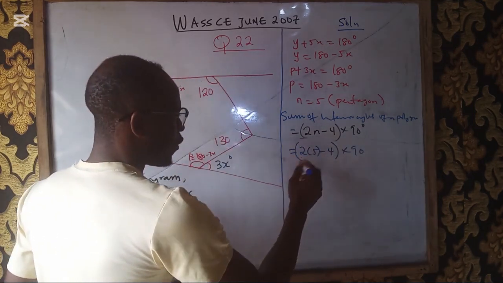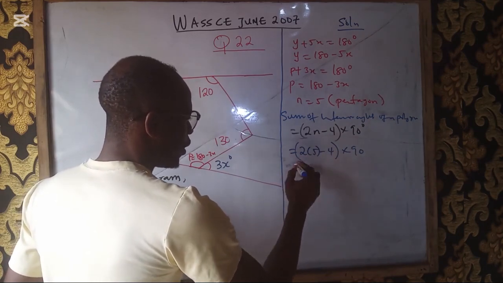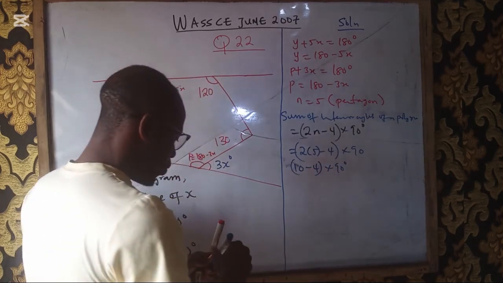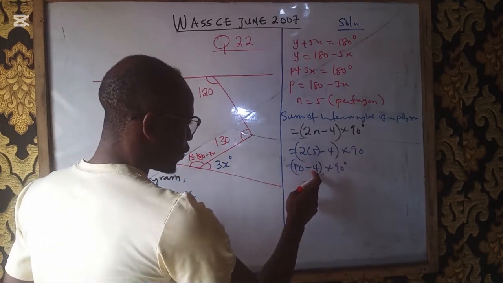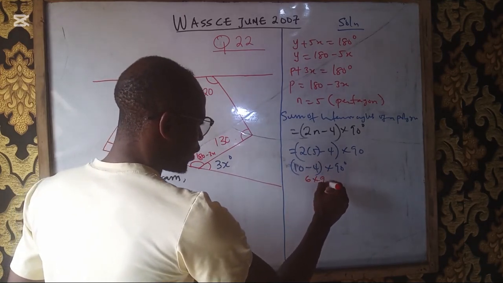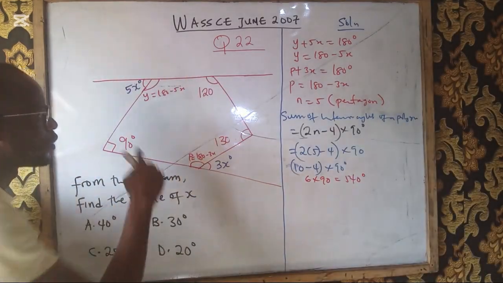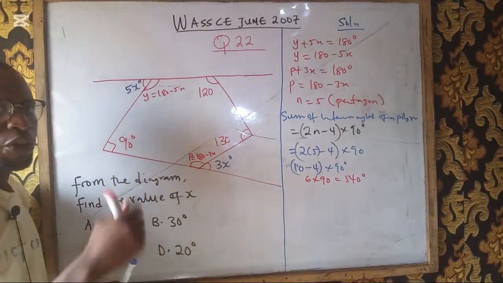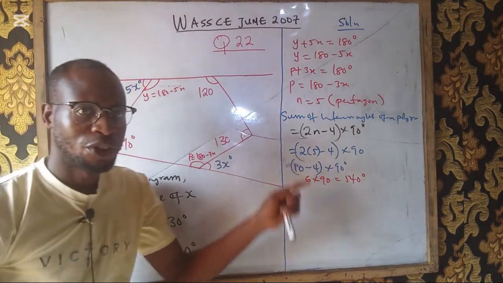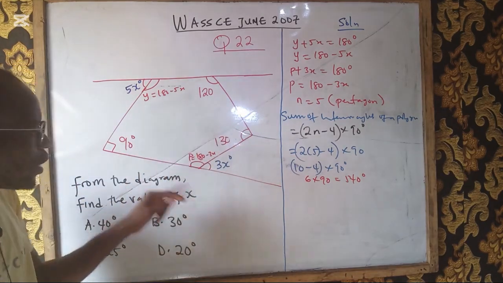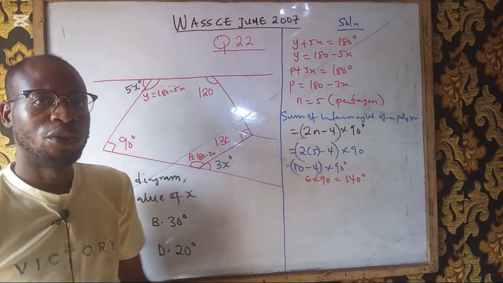So 2 multiplied by 5 is simply 10, right? This is 10 minus 4 multiplied by 90. So what are we going to have here? 10 minus 4 is 6. 6 times 90 will give us 540 degrees. So the total angle that we have here is 540 degrees for a pentagon. This is the first thing you should do. After this, you sum all the angles inside together, then equate it back to 540 to get the value of x.